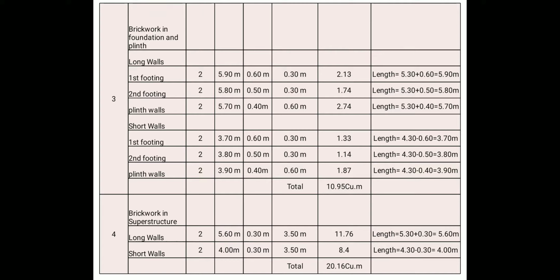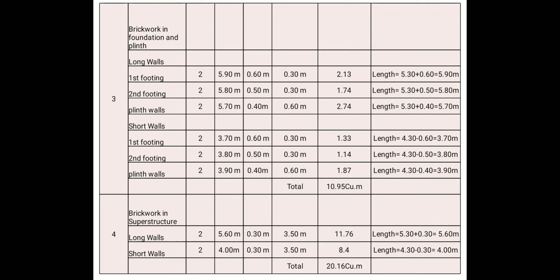The lengths are calculated based upon the thickness of the walls. In case of short walls, the first footing is 2, 3.70, 0.60, 0.30, that makes a total quantity of 1.33. For second footing it is 2, 3.80, 0.50, 0.30, that makes a quantity of 1.14. For the plinth walls it is 2, 3.90, 0.40, 0.60, that makes a quantity of 1.87. On adding the long walls and short walls brickwork in foundation and plinth, the total quantity is 10.95.